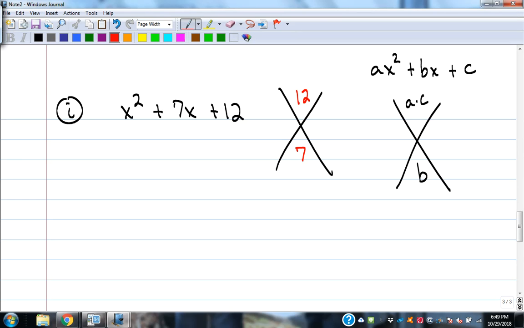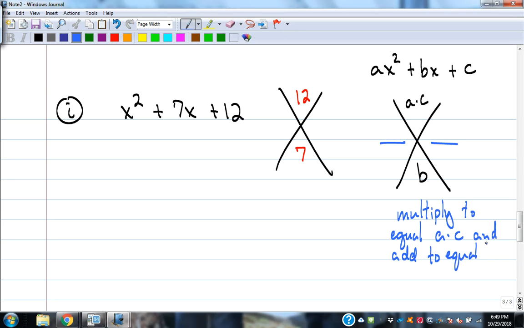Okay? What I want to do is fill in these 2 side windows. I need numbers that multiply to equal a times c and add to equal b. Okay. So for this problem, I need numbers that multiply to be 12 and add to be 7. Okay. So all I have to do is think about the numbers that multiply to be 12.